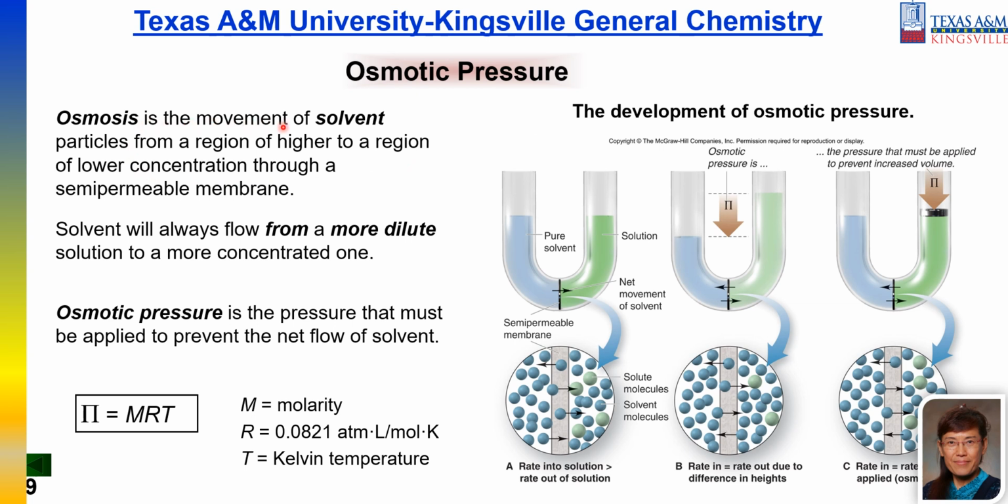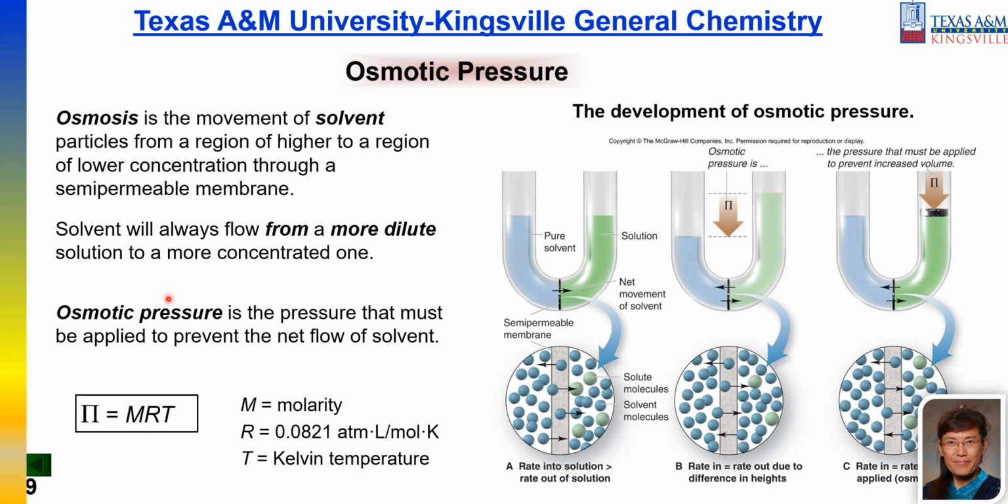Osmosis is the movement of solvent particles from a region of higher to a region of lower concentration through a semi-permeable membrane. Your solvent moves or flows from a more dilute solution to a more concentrated one. Be careful, the solute moves in the reverse direction.